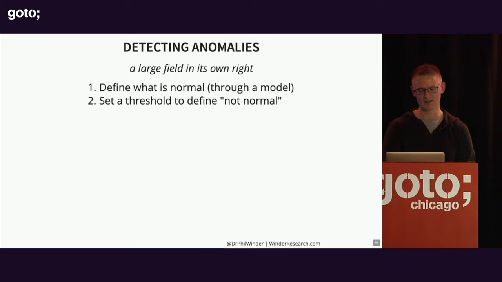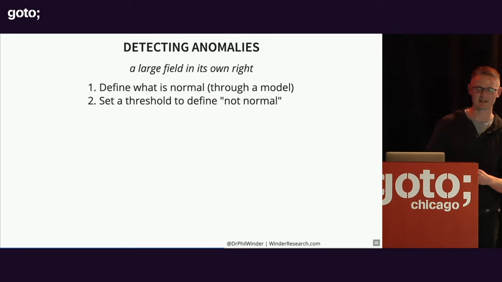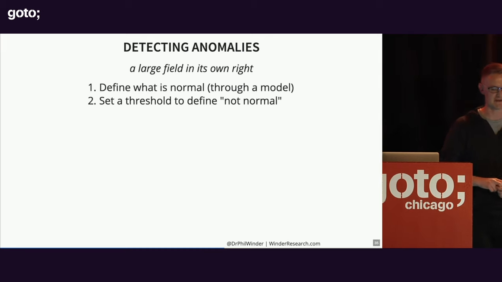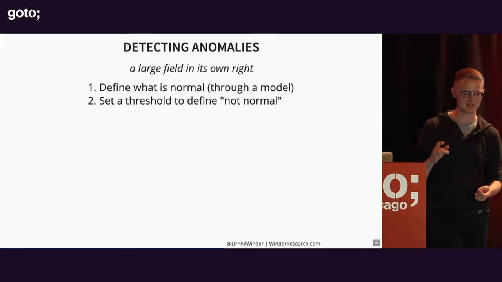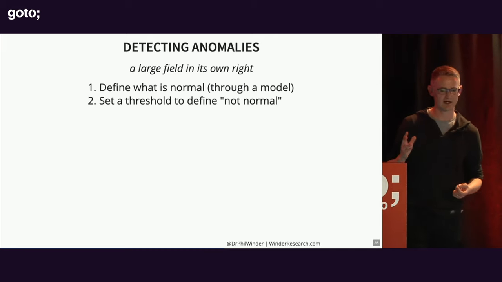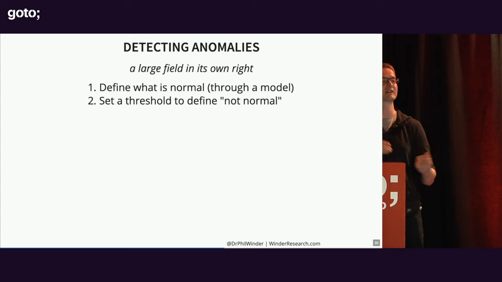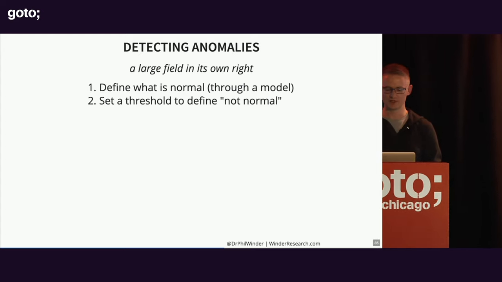To detect an anomaly, it all boils down to this. It's a big field, but it all boils down to define what is normal, define what is expected, and then set a threshold to see something that's not normal. Simple as that.